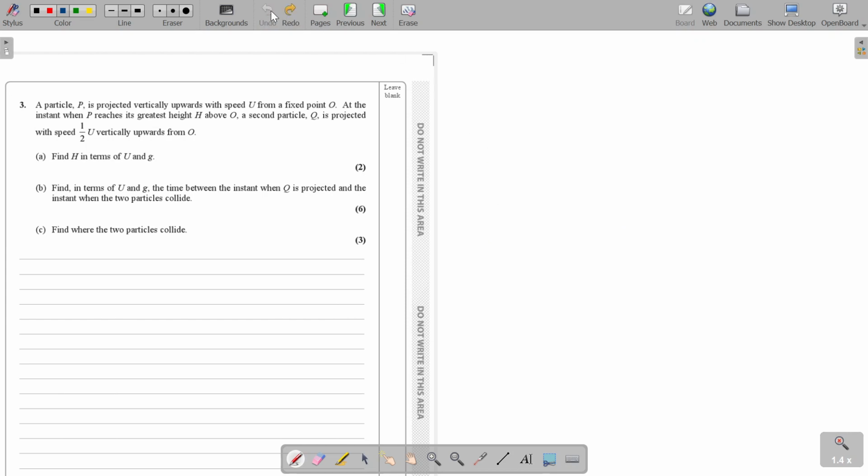So this is the point O. From point O, first your particle P is projected vertically upwards with speed u meters per second. So this is going to go up. This travels up, and they say at the instant when P reaches its greatest height h above O.